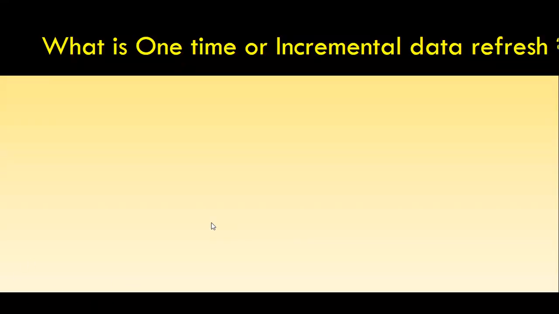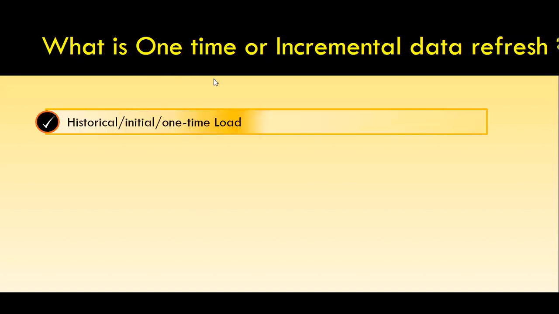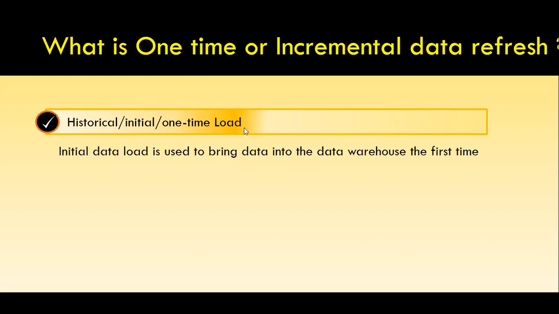First of all, let us understand what one-time and incremental data refresh are. One-time is also called a full refresh. The historical or one-time refresh is also called historical load, initial load, one-time load, or full load. All these terms refer to the same thing. So I'll call this an initial load.